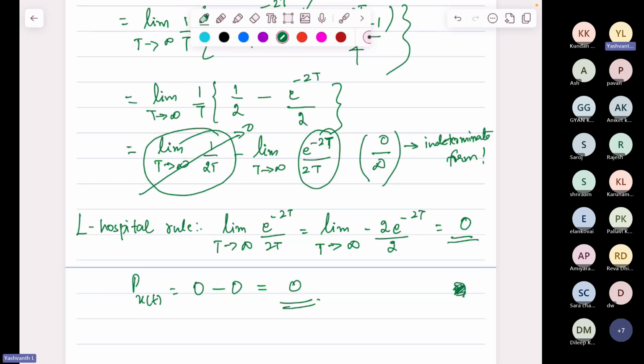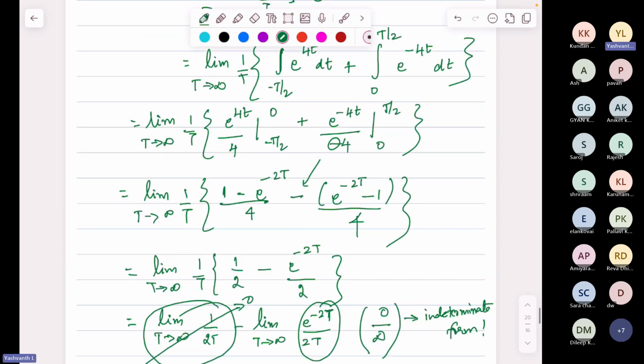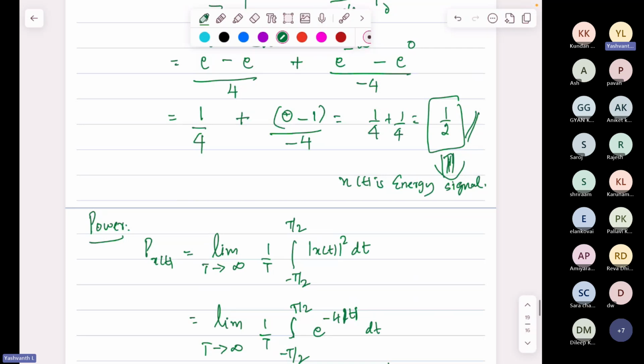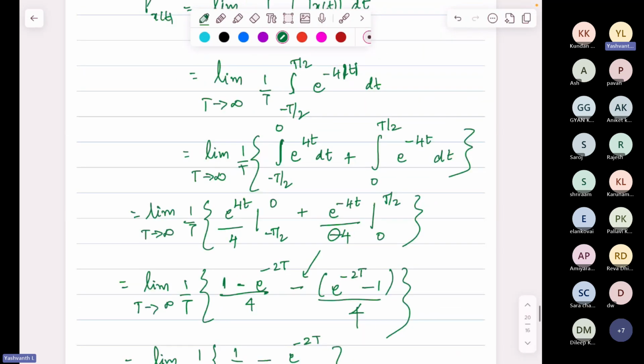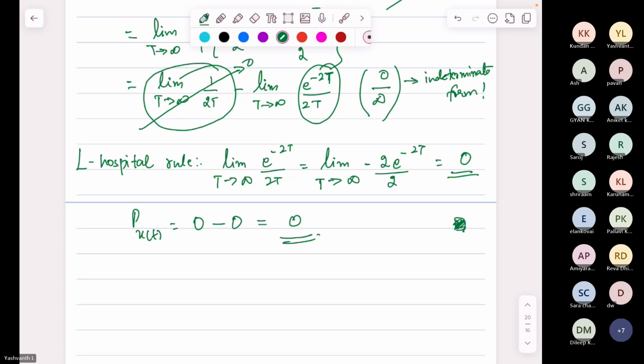So the power of the signal is equal to 0. This is not surprising. Why? I already knew that it is an energy signal from the previous part, and I know that the power of an energy signal is 0. And that's what we also got. So it's not something surprising. If the energy of a signal turns out to be a finite number, its power should necessarily go to 0. Similarly, if the power turns out to be a finite number, then its energy has to go to infinity.